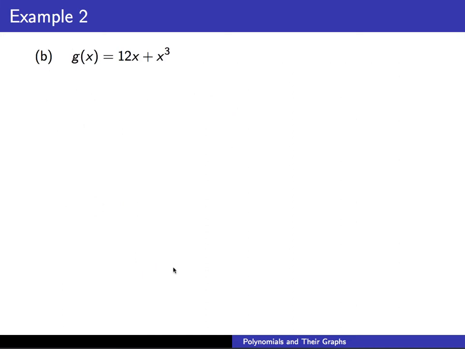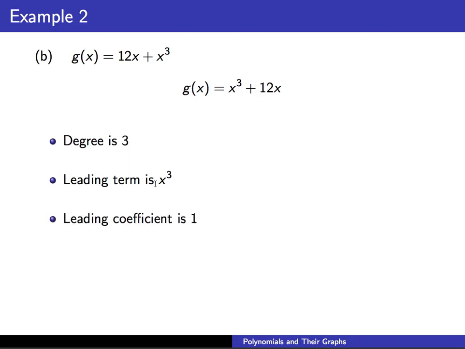All right, part B, we have g of x is 12x plus x cubed. So this one we want to write from highest power of x down to the lowest. So let's just first rearrange these terms and get x cubed plus 12x. The degree is 3. The leading term is x cubed, or you can even put 1x cubed if you wanted to. Our leading coefficient is 1, and the constant is 0. We could put a plus 0 at the end, and we'd be good to go. So the constant is 0.